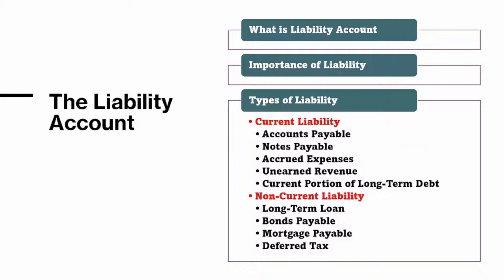1. Current liabilities. These are debts that need to be paid within a year and include accounts payable, money the business owes to suppliers for goods or services it has received but not yet paid for. For example, if the business buys raw materials from a supplier and agrees to pay in 30 days, this is recorded in accounts payable.